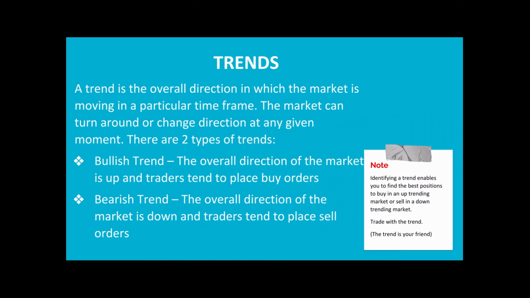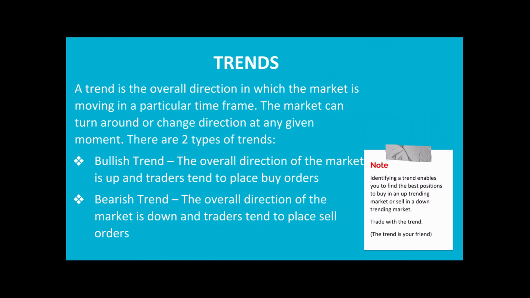A trend is the overall direction in which the market is moving at a particular time. The market is dynamic, which means it could turn around and change direction at any given moment. Now, there are 2 types of trend: a bullish trend, in which the overall direction of the market is up and traders tend to place buy orders, and a bearish trend, in which the overall direction of the market is down and traders tend to place sell orders.